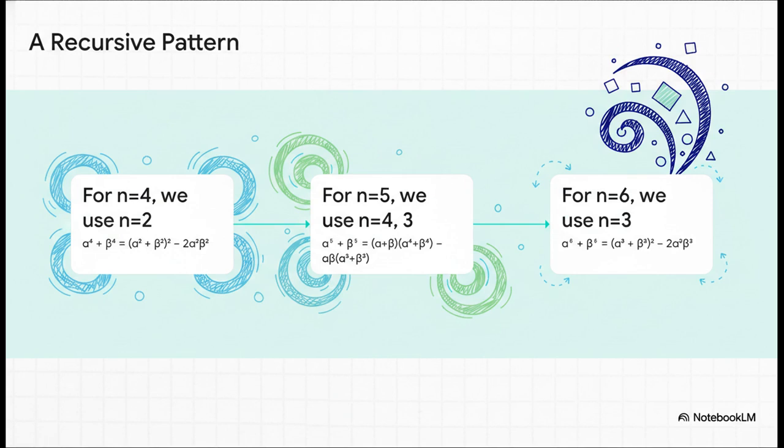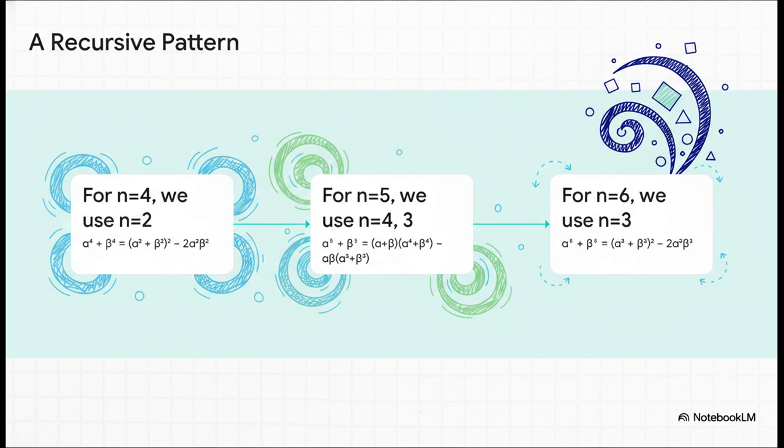To get alpha to the 4th plus beta to the 4th, we can actually treat it just like our original power of 2 problem. Think of it as (alpha squared plus beta squared) all squared. Then, just like before, we subtract the extra middle term, which is 2 times alpha squared beta squared. See? We are literally using our answer for n equals 2 to solve for n equals 4.